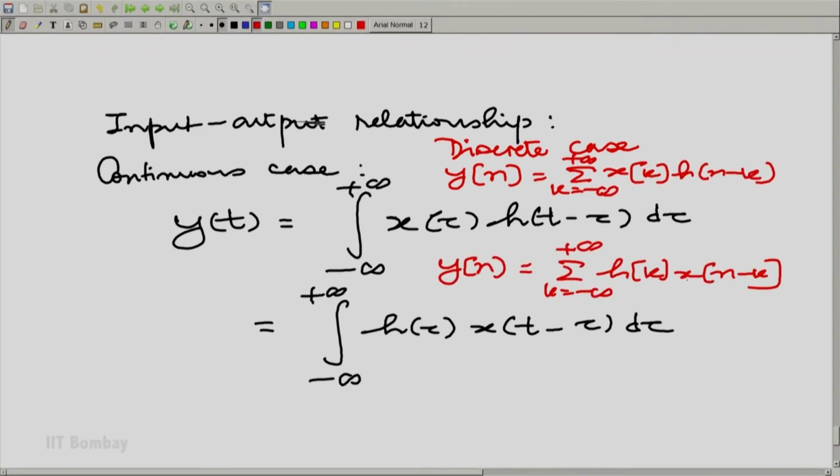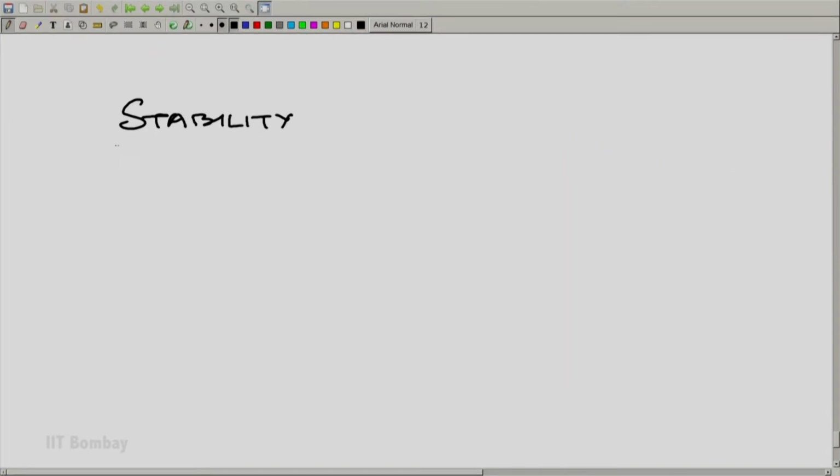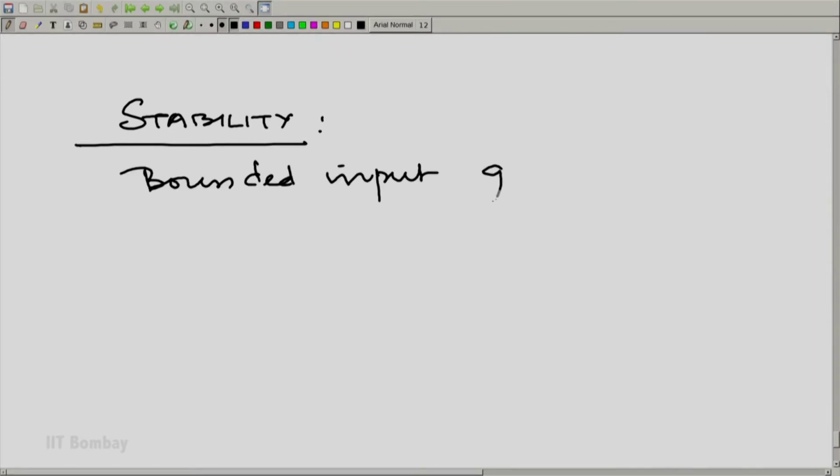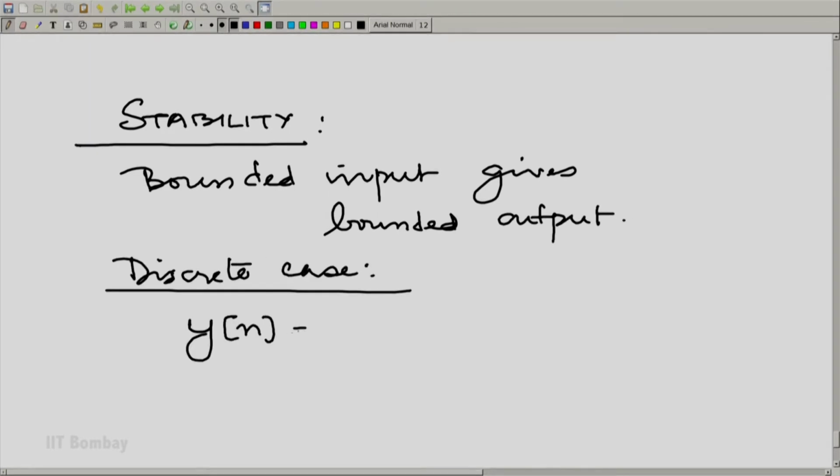discrete case. Now, you see, what does stability mean? Let us look at the definition of stability first. So, stability means a bounded input gives a bounded output. So, let us look at the discrete case first. As usual, that is easier to handle.